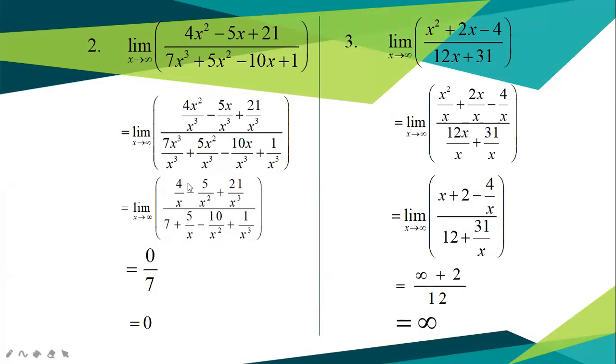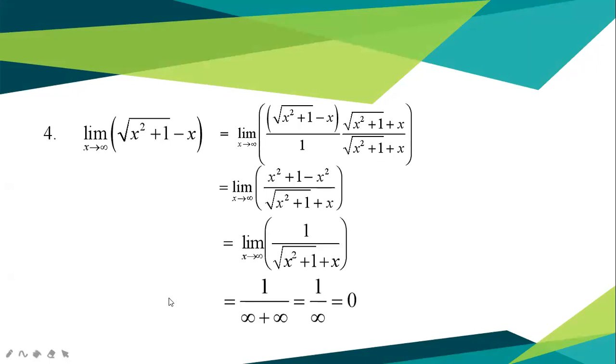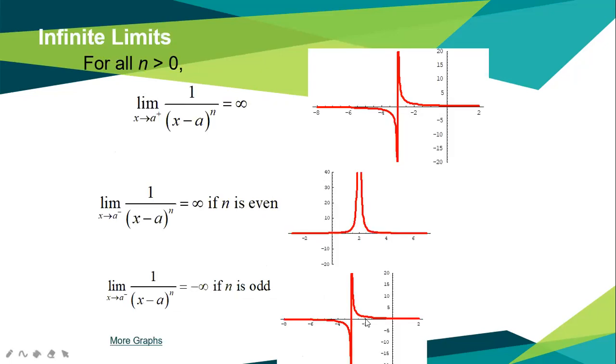So here we have other examples also. You can check these examples and try it on your own. By the way, 1 over infinity, or 1 over positive infinity, is equal to 0, since 1 is divided by a very large number. For example, 1 trillion, its value is approaching 0. So the answer is 0.